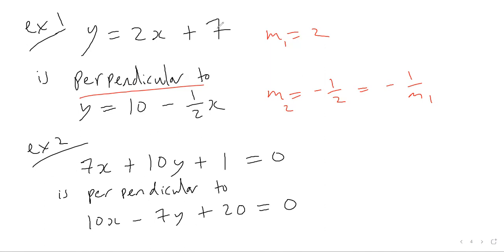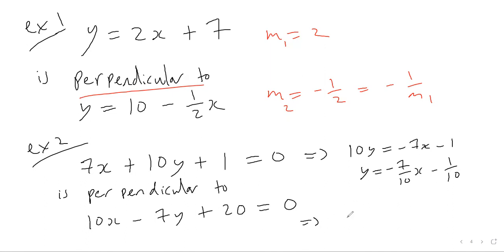So these two equations are not in the form y equals mx plus c, but let's change them into the form y equals mx plus c. If we rearrange the first one to make y the subject of the formula, we get 10y equals minus 7x minus 1. Divide by 10, we get y equals minus 7 over 10 x minus 1 over 10. So that's our first equation.